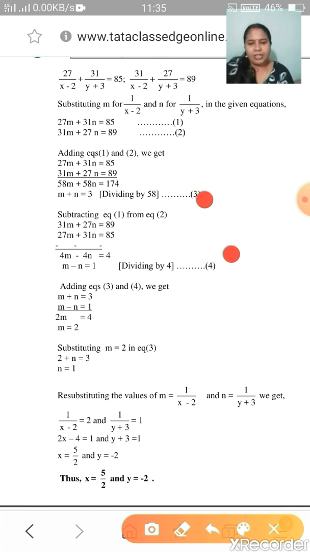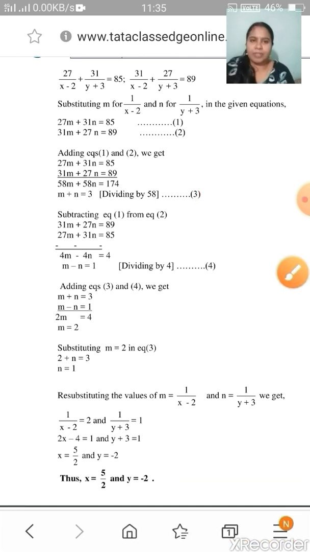Hence, the final answer is x is equal to 5 upon 2 and y is equal to minus 2 is the solution of these given equations. I hope this sum is understood to you. I have not told you anything extra in this. The only additional steps were substituting and giving a proper substitution. Remaining was the ASA method that we have already learned.